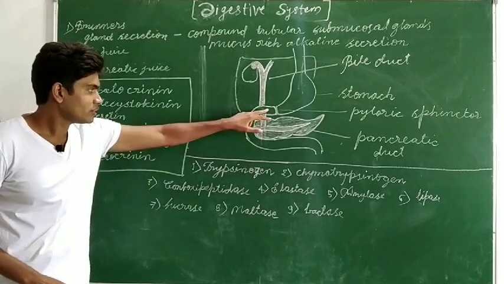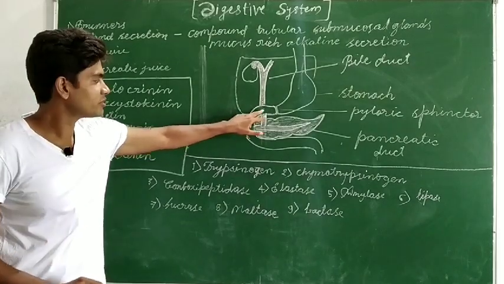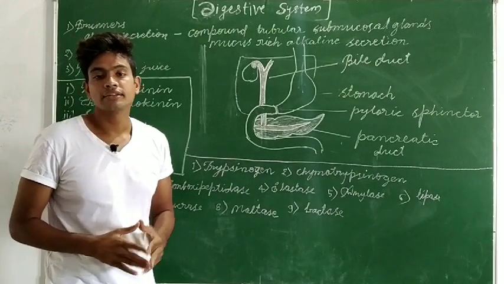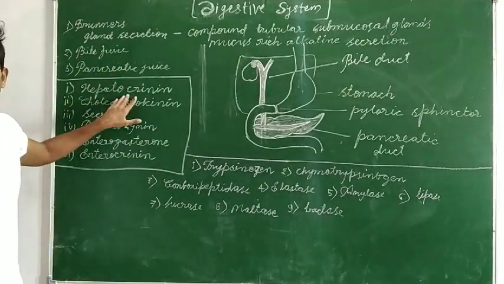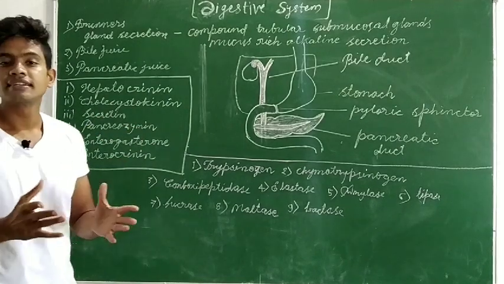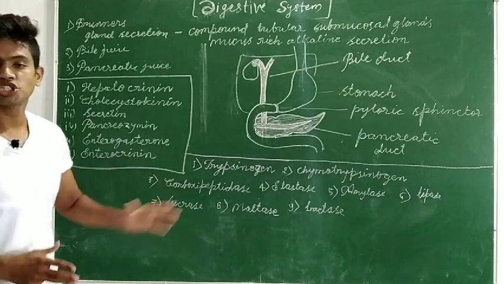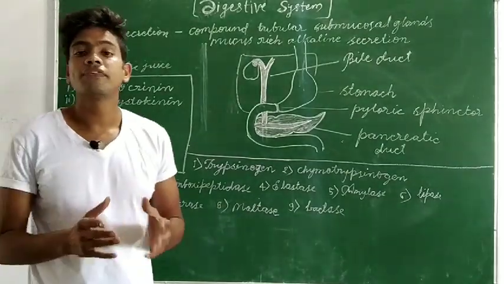Now upon the entry of the chyme into the duodenum, the HCl present in the chyme stimulates the mucous membrane to secrete some hormones. Now these are hepatocrinin, cholecystokinin, secretin, pancreozymin, enterogastrone and enterocrinin. Now we will see what their functions are.